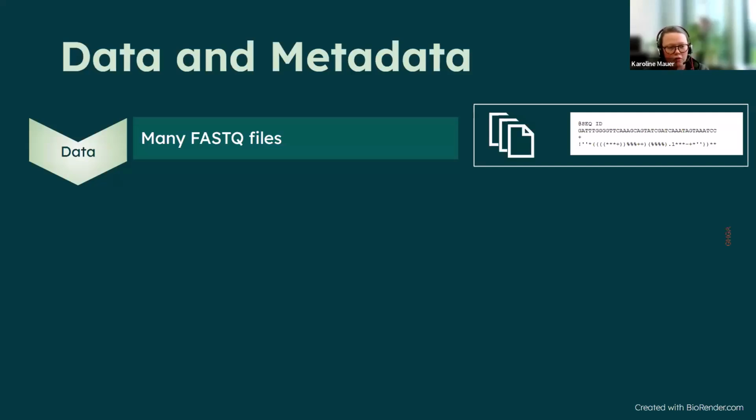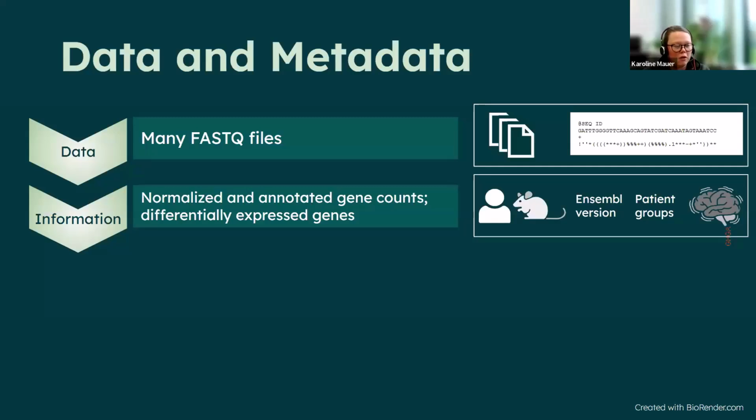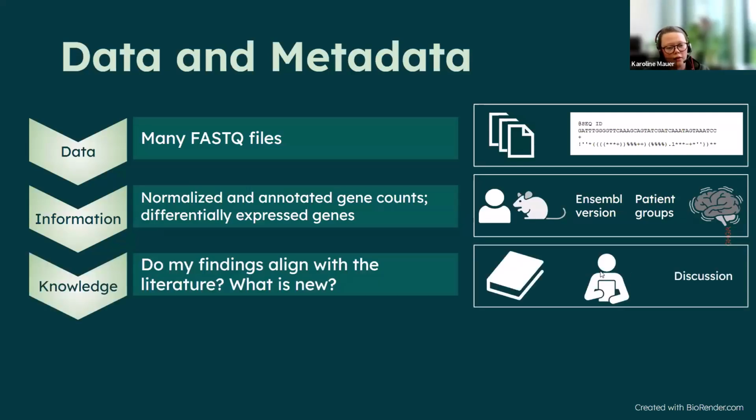The first thing you do is you extract the information, and for this, you already need the first metadata. You would know what organism you're looking at, and which Ensembl version you use to annotate your genes. If you do that, you get normalized and annotated gene counts, which you can use for your first plots, for example, for quality control. If you go one step further, you do your second analysis and you study the differentially expressed genes. In order to do this, you need another set of metadata, maybe the patient groups or the disease you're looking at. If you have done this, you get to the knowledge phase, and this would be the classical discussion part of any study or paper.